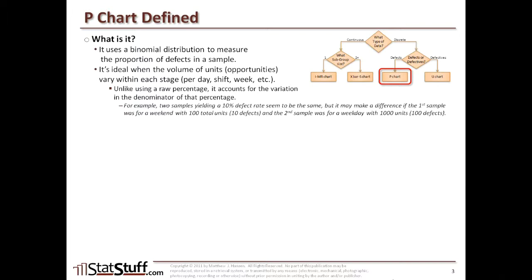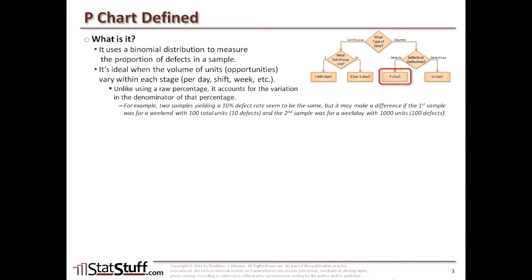But it may make a huge difference if the first sample was for a weekend day, where there were 100 total units and 10 of those were defects, again 10%. And then you have a second sample that has maybe represented a weekday, where we might have 1,000 units, a higher volume on that day, and 10% of that would have been 100 defects.